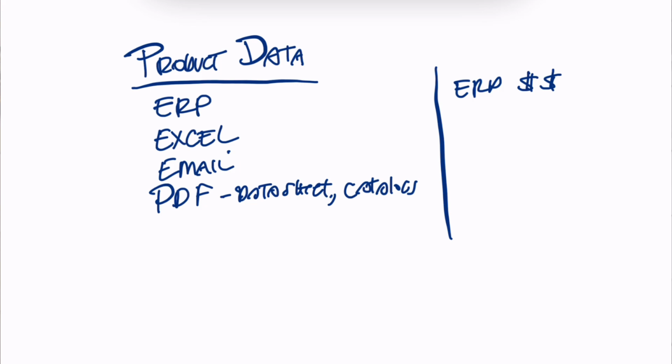So ERP today holds internal product data. What does that mean? It means that all the data in the ERP is meant for the employees in the organization. So for example, the description of the product is a description that's very focused on your company. So the description can have acronyms and abbreviations that make sense to you and your employees, but it's not customer facing.